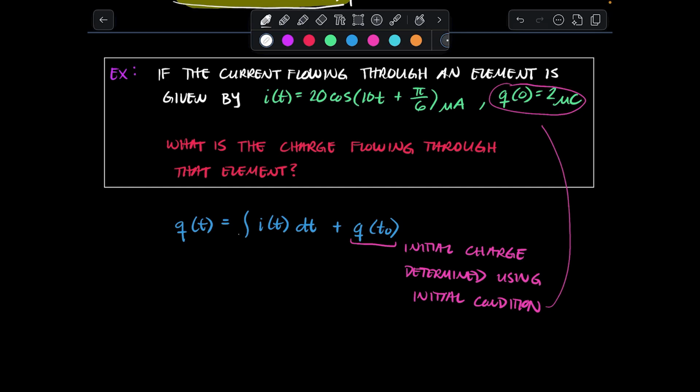So let's solve this. Let's take on this part first. It's going to be the integral of 20 cosine of 10t plus pi over 6 dt.